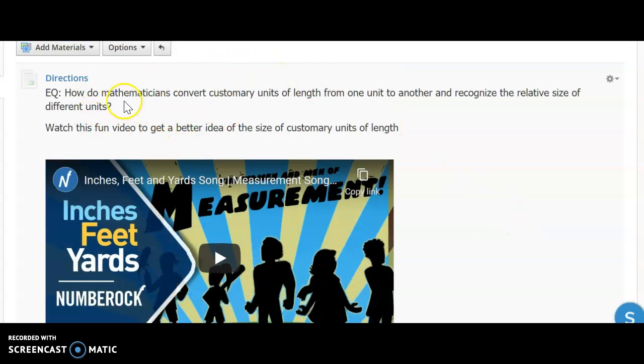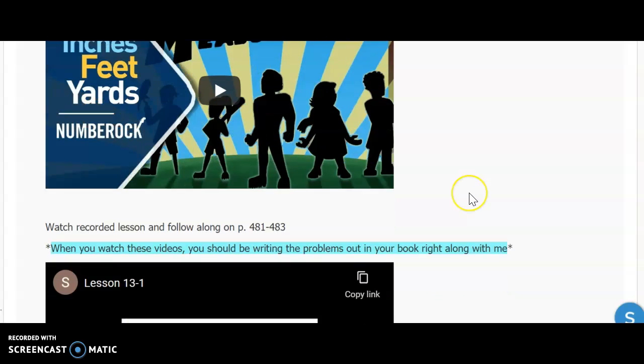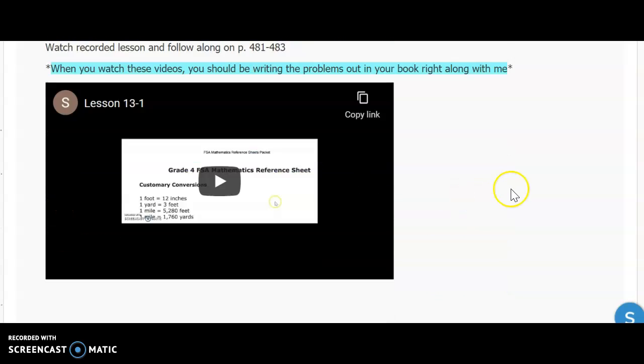Again, you can see this question up here. How do mathematicians convert customary units of length from one unit to another and recognize the relative size of different units? So you guys have to be able to visualize an inch versus a foot versus a yard and even a mile. So this little video is going to help with that. And then you're going to follow along.